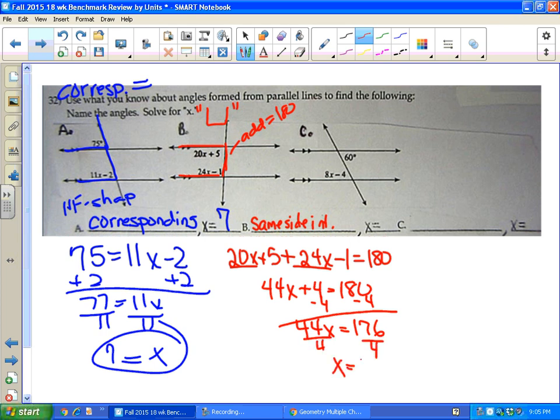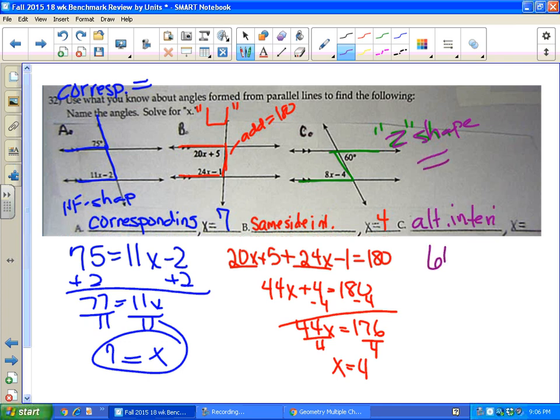X is equal to positive 4. Last one is C. Trace my angles. This one and this one makes a backwards Z-shape. Z-shaped angles are, let's see if I can get one right, alternate interior angles. Alternate interior angles are equal.